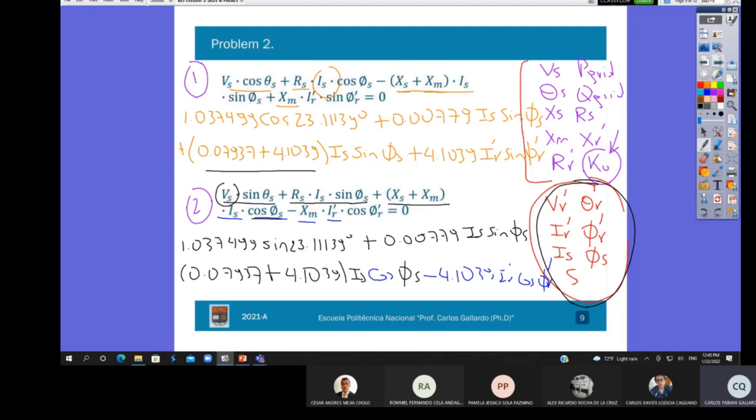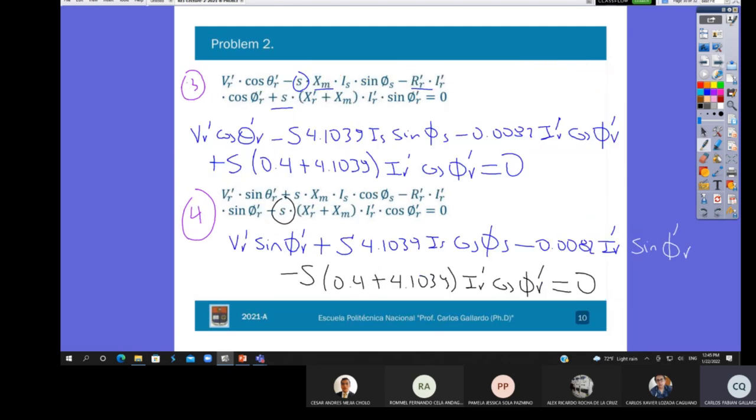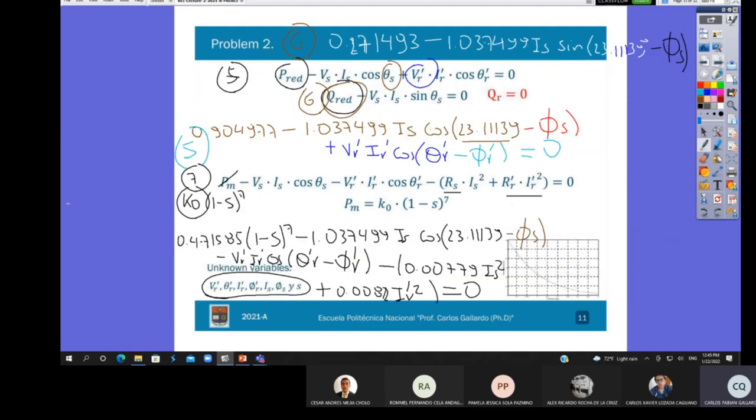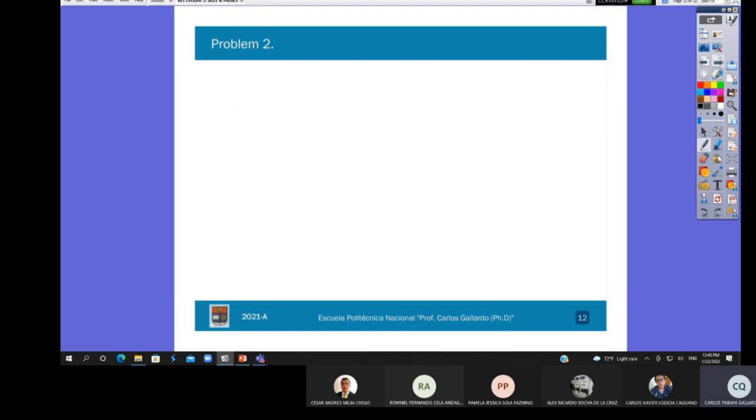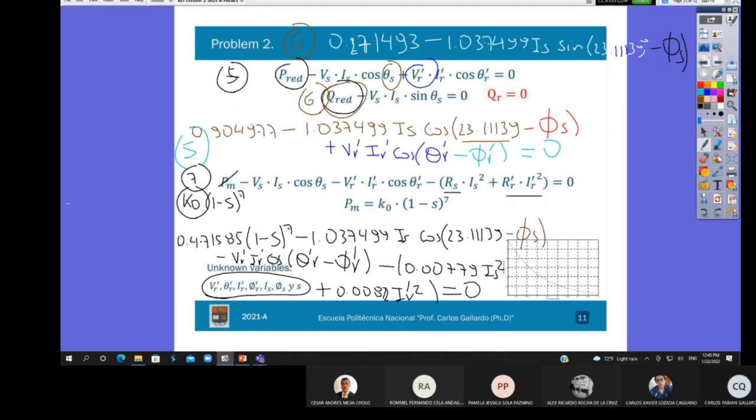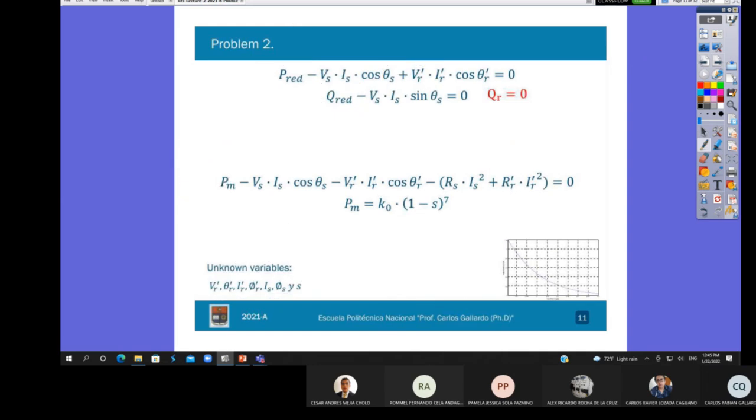I will compute the 7 unknowns. Okay, so what are the initial conditions? I will assume for the rotor voltage 0.1, for theta 0.1, for the current 1, for phi 0.1.